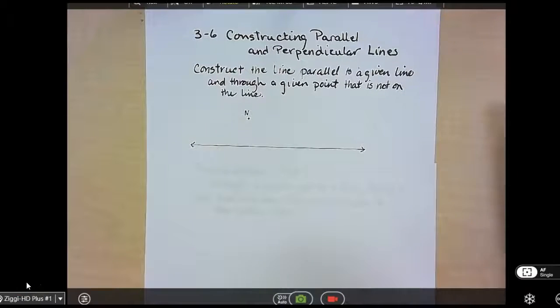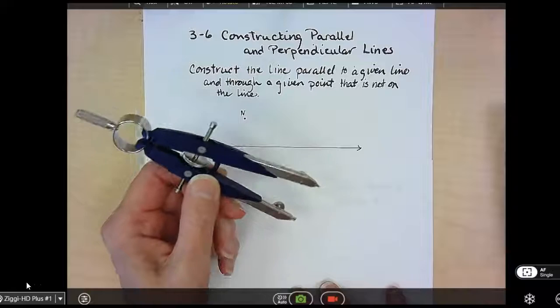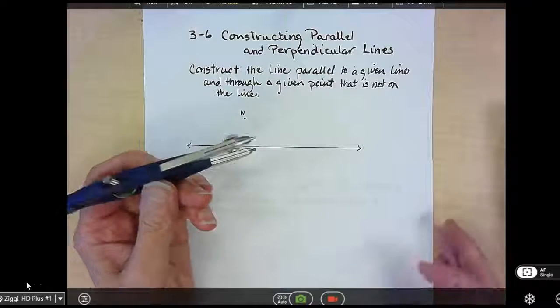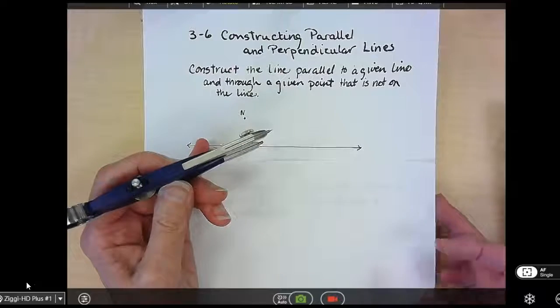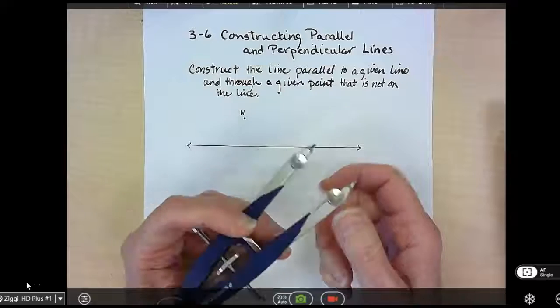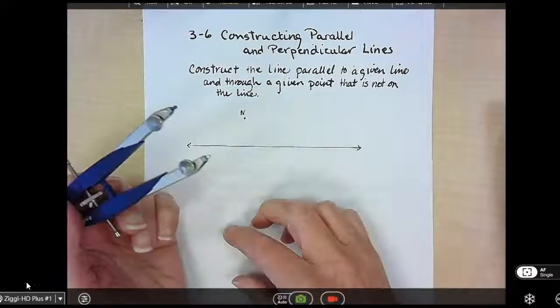3-6, we're going to be constructing again, so you're going to need your compass, and you're going to need paper. Make sure you have plenty of paper underneath your compass, so when you poke your point through, you are not jabbing it into the table.